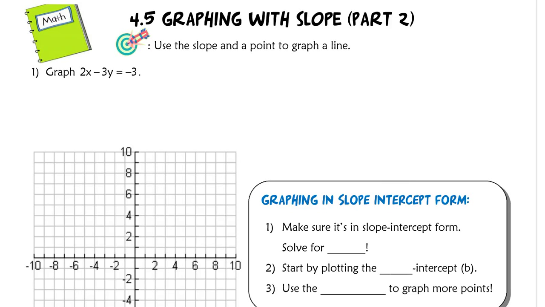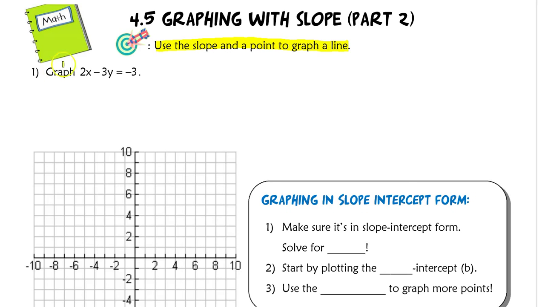Alright, this is part 2 of section 4.5 on graphing with the slope. So today we're going to continue to graph in slope-intercept form. We're going to practice more of what we did today in class. So we're going to use a slope and a point in order to graph the line. We're not using tables anymore. We can do it much faster using slope-intercept form.